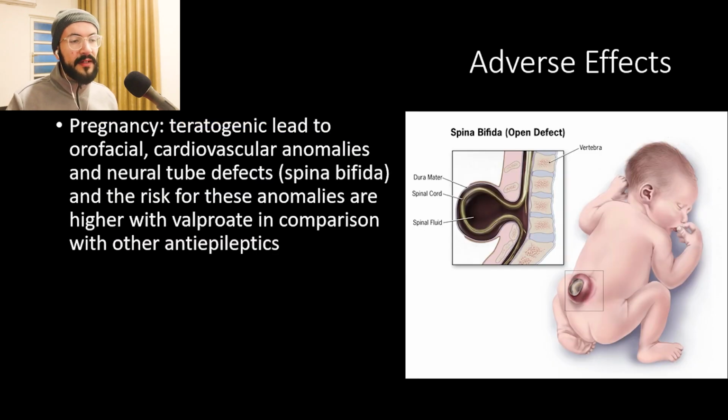And it is also teratogenic if given during pregnancy. It leads to orofacial and cardiovascular anomalies. It also leads to neural tube defects in the form of spina bifida. Spina bifida is incomplete closing of the spinal cord during development, leading to the spinal cord popping out of the skin into the outside environment, like you can see in this picture here. And the risk for these anomalies is higher with valproate in comparison with other anti-epileptics.